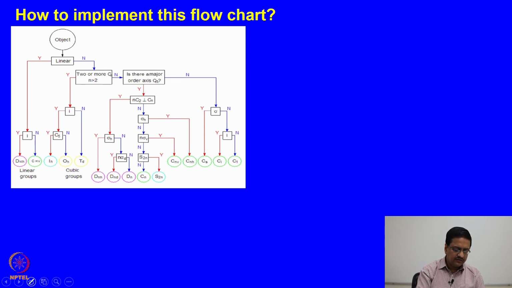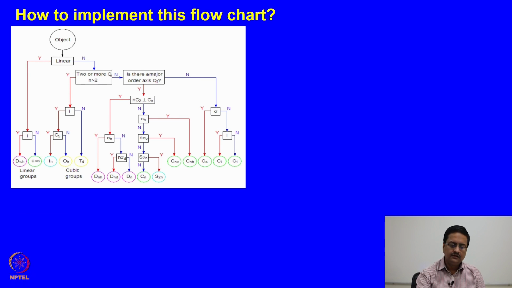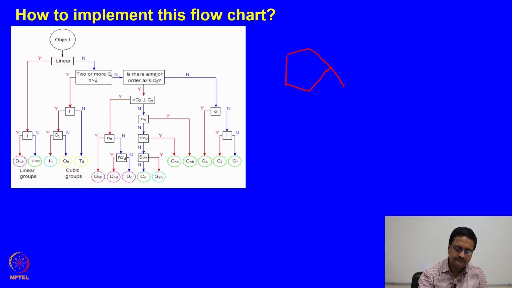Let us try to draw a slightly complicated molecule. We all have seen this type of molecule while learning our IUPAC nomenclature. These molecules are called the spiro molecules.